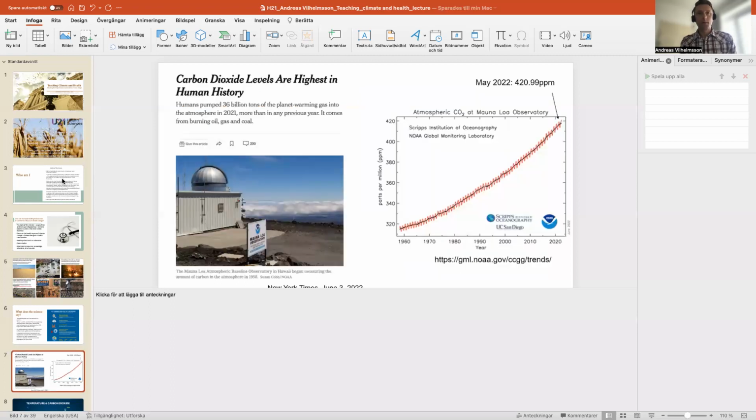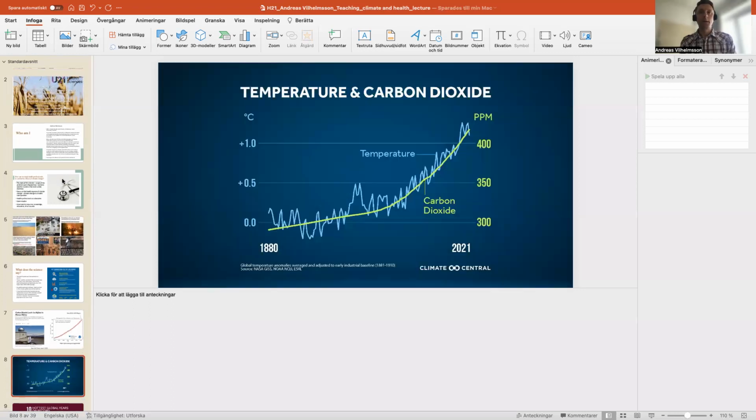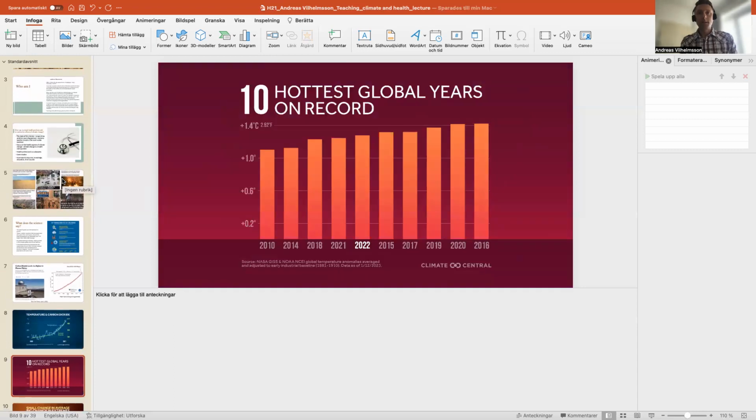And it becomes very apparent if you look at how we now have the carbon dioxide levels that are highest in human history. And these carbon dioxide levels also go in the same line with the temperature, so we can see how these two hang together. And as I said, these have been the hottest years on records, as these infographics show. Becomes very visible.